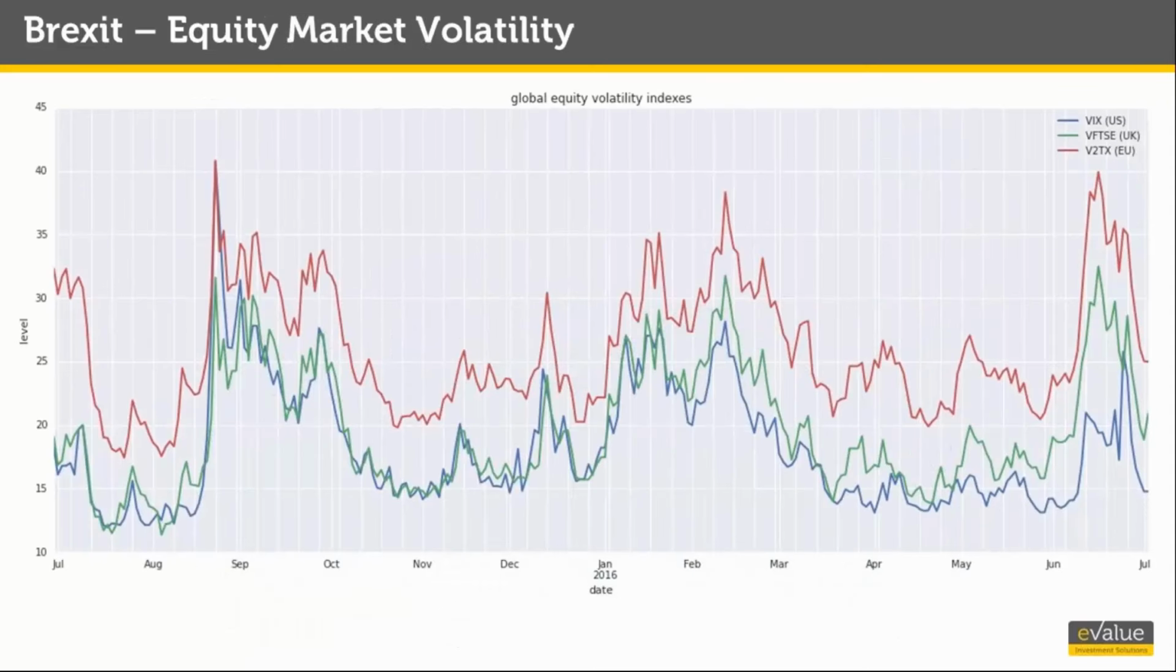Now we'll have a quick look at what equity market volatility looks like, as this is an indicator of investor sentiment and the uncertainty that is in the market. As we've noted already, uncertainty is running at a high currently, and this can be seen in the volatility indexes.